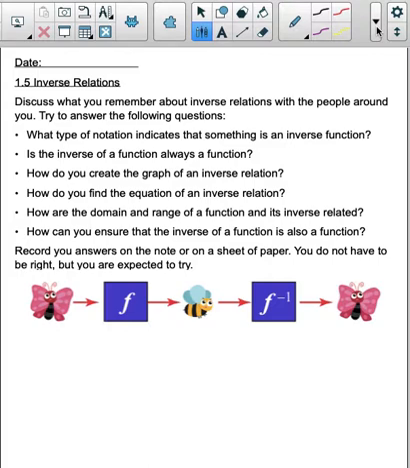So basically, we're going to go through the type of notation that we use for an inverse. We're going to discuss whether or not the inverse of a function produces a function. Talk about how to find an equation or to draw the graph. And then just the relationships between domain and range of a function and an inverse. And restrictions on domains to make sure that the inverse is a function.